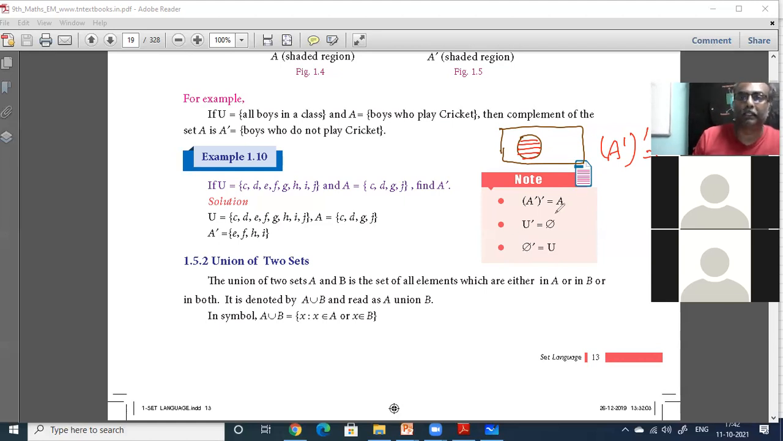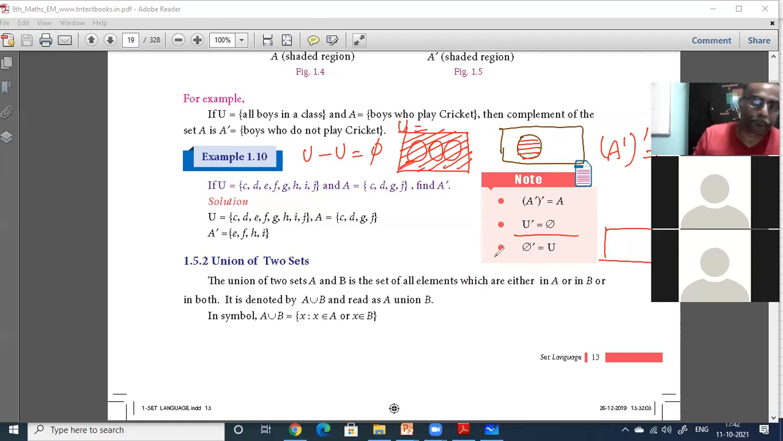Now, universal set complement. Now this is universal set U. U is everything. The whole thing is U, whether you're having A, B, nothing, or everything inside it, A, B, C, all of that. Everything is U. Now, what is the complement of U? U minus U will be null set. That is why this is null set. So the U complement will be null set.